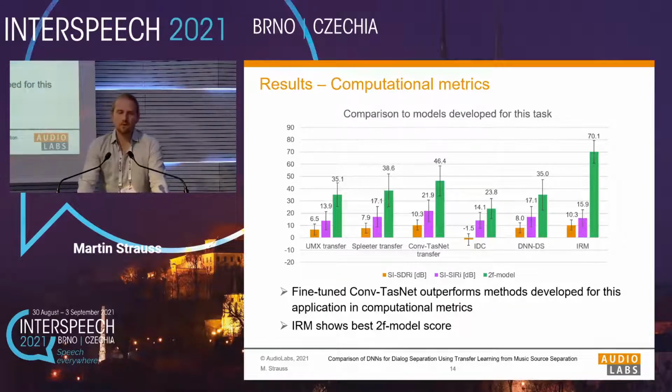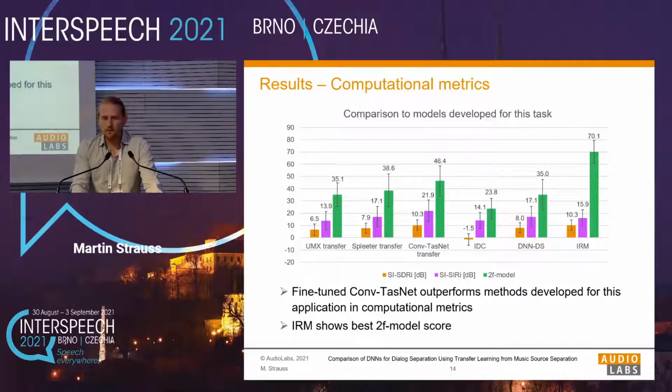If we then take a look at the comparison to the other networks, the ones that were specifically developed for dialog separation, and first look at IDC, the Instant Dialog Cleaner, we see that all three transfer learning methods can outperform this system. Especially the negative value in improvement of signal to distortion ratio indicates that IDC introduces significant artifacts while processing the data. However, it needs to be mentioned that IDC needs to work in real time and therefore has different processing constraints.